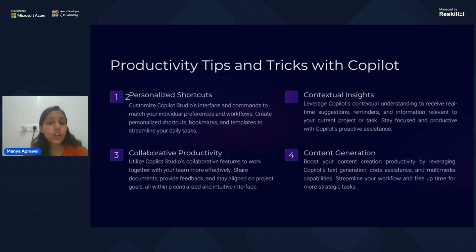Okay. Third is collaborative productivity. Utilize Copilot Studio collaboration features to work together with your team more effectively. Then you can also work with your team effectively. Share documents, provide feedback, and stay aligned on project goals, all within a centralized and intuitive interface. You can also share your documents and provide feedback and stay aligned on your project with your team, which helps so much.